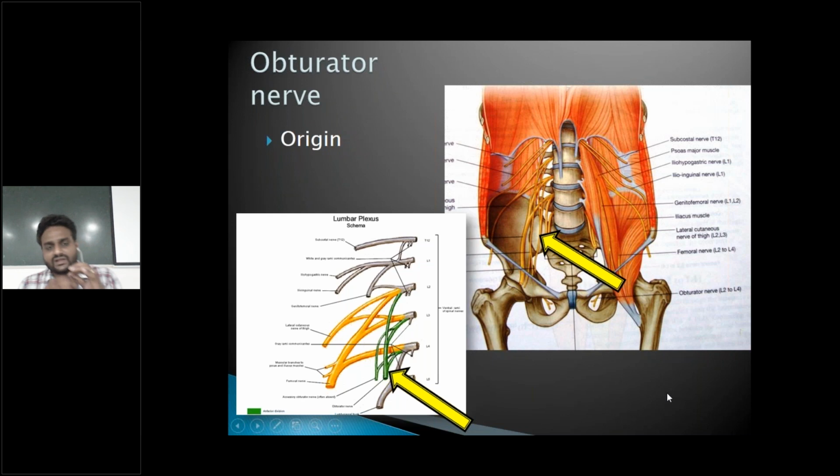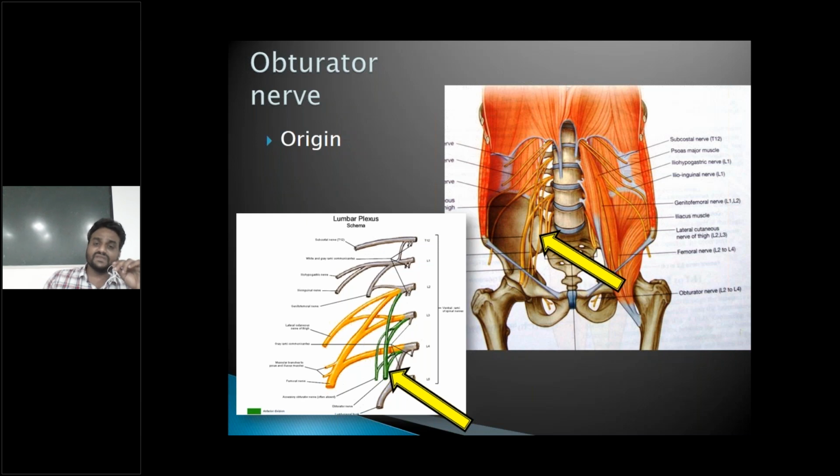Now we come to the nerve supply of the medial compartment of the thigh. All muscles in the medial compartment of the thigh are supplied by only one nerve, that is the obturator nerve. So the nerve of the medial compartment of the thigh is the obturator nerve, like the femoral nerve is the nerve of the front of the thigh.